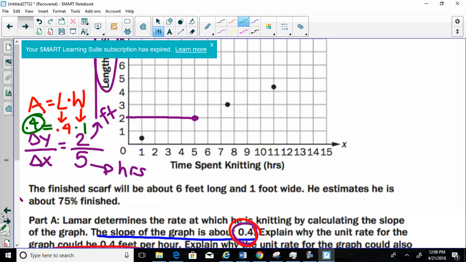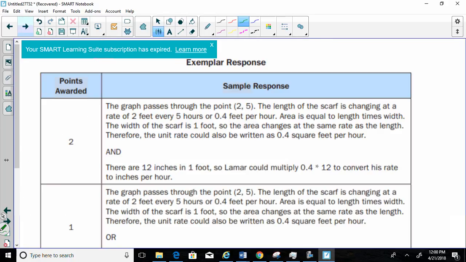And so here are the answers. The graph passes through the point 2, 5. The length of the scarf is changing at a rate of 2 feet per every 5 hours, or 0.4 feet per hour. Area is equal to length times width. The width is 1 foot, so the area changes at the same rate as the length. Therefore, the unit rate could be written as 0.4 square feet per hour.